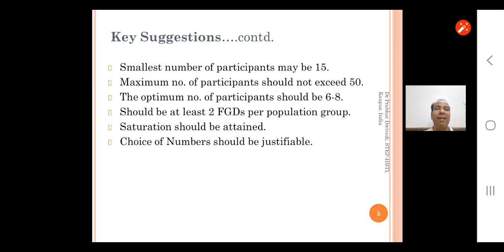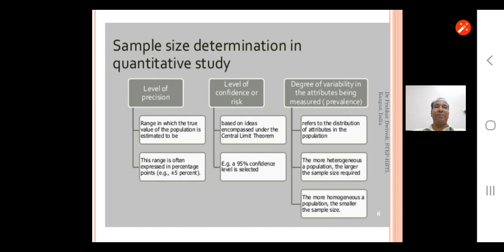And lastly, to summarize this point, I could say that this choice of numbers should be justifiable. It should always be justifiable.